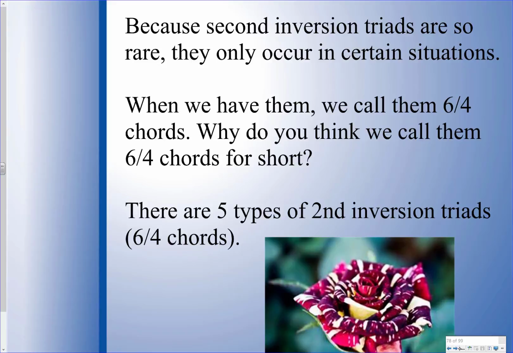Okay, because second inversion triads are so rare, they only occur in certain situations. When we have them, we call them 6/4 chords. Why do you suppose we call them 6/4 chords for short? More on that later. There are 5 types of second inversion triads, or 6/4 chords, that we will be learning. So sometimes if I say 6/4 chords, I'm talking about second inversion. I will use the term second inversion and 6/4 chords interchangeably.